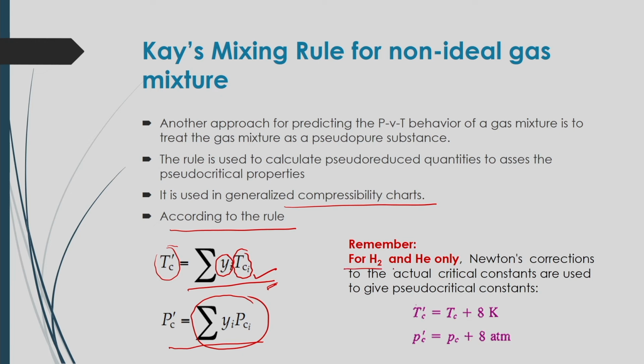So remember that only for hydrogen and helium, the pseudo critical temperature will be equal to Tc plus 8 K. Here only this value of 8 will be added to the critical temperature. Similarly, for pressure also you have to add 8 to the critical pressure to get its critical constants, Pc dashed. So for hydrogen and helium you have to remember this equation to calculate further.